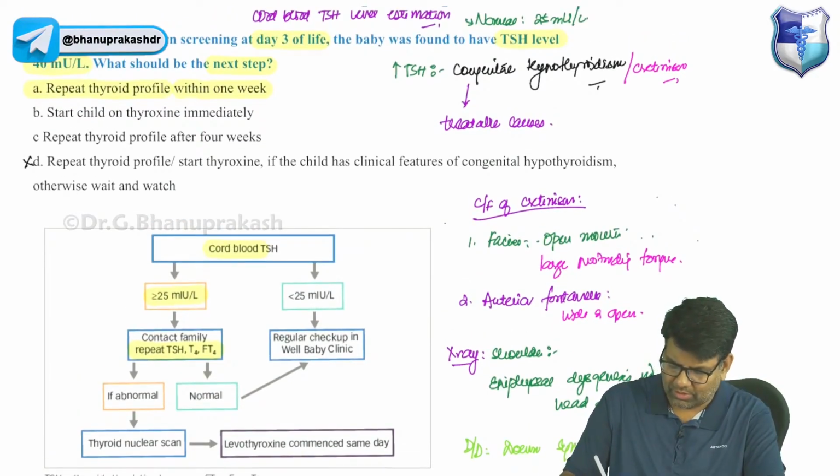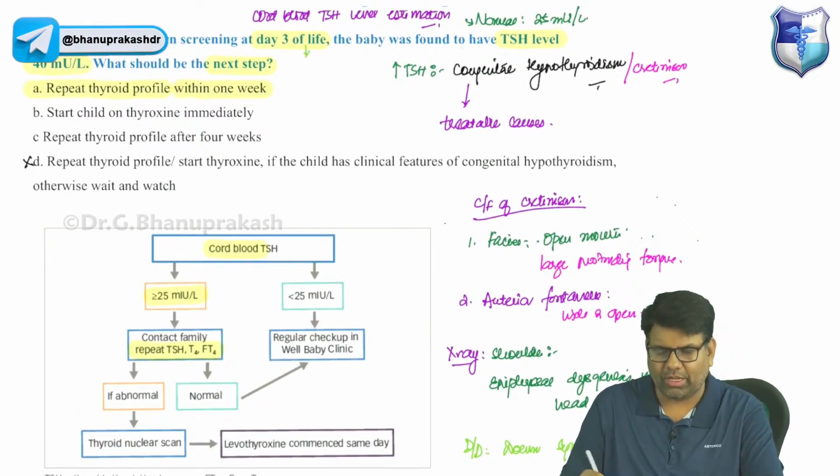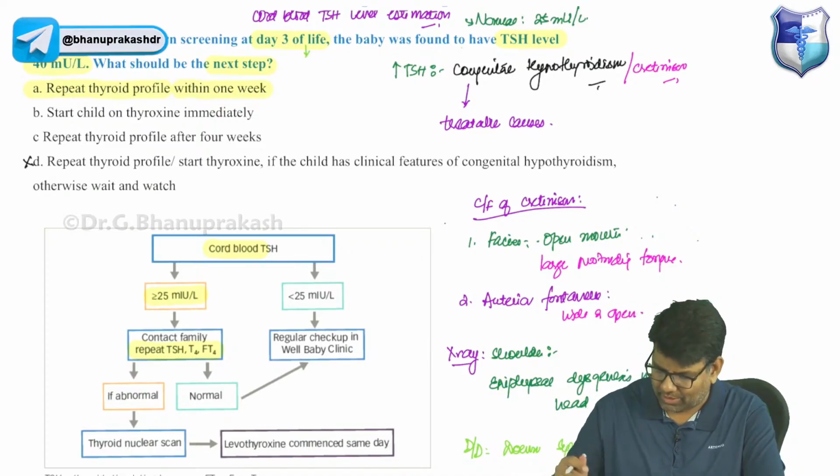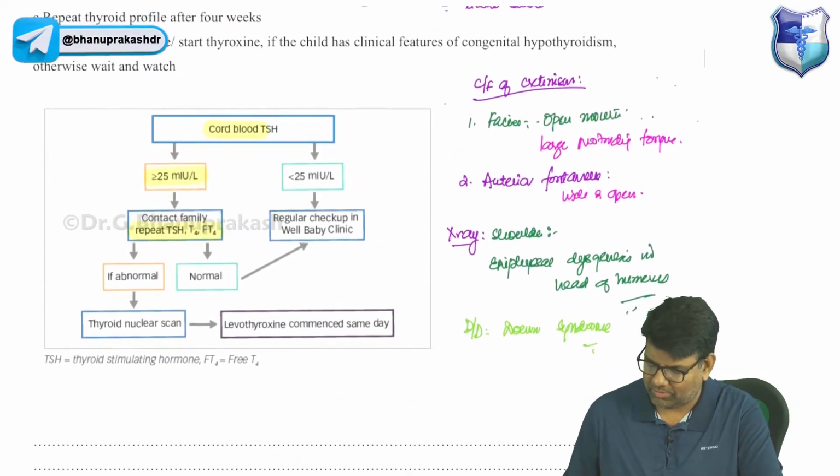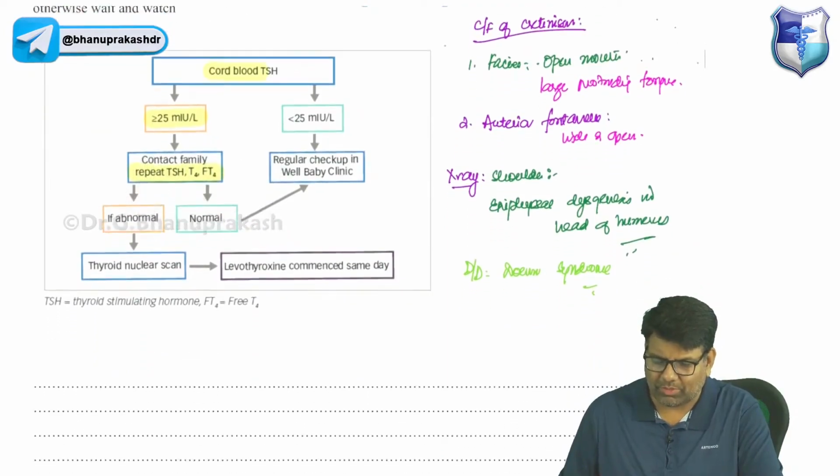So once the initial sample is showing a high level of TSH, repeat it within a week and then decide whether to start thyroxine. Hypotonia can be there. Okay, so please remember this one.